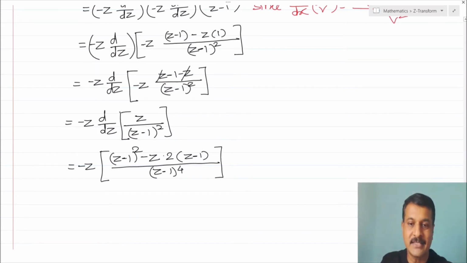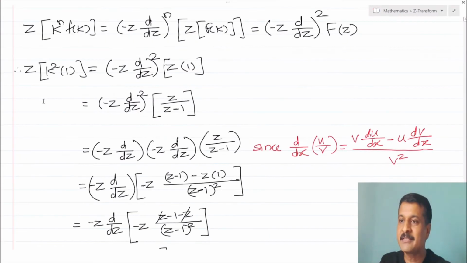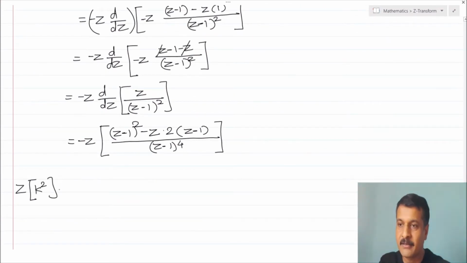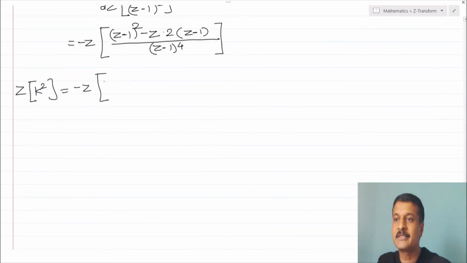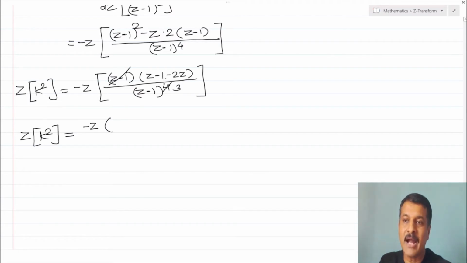So simplify this, you will get a final answer which is nothing but z transform of k square into 1, means it is just k square, equal to minus z. So we can common out here (z minus 1), and inside I am getting 1 (z minus 1) and this common, so minus 2z, whole divided by (z minus 1) raised to 4. So 1 (z minus 1) gets cancelled, so power will be 3 remaining. So I am getting z transform of k square equal to minus z into (z minus 1 minus 2z).